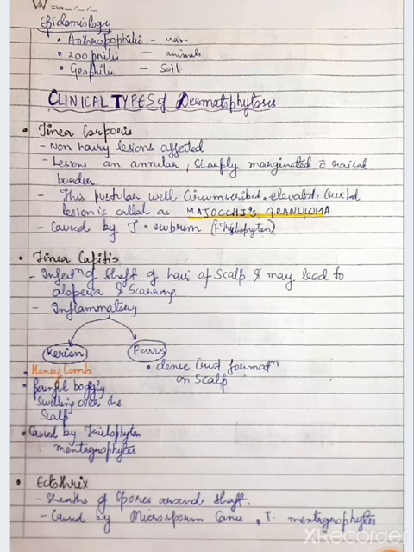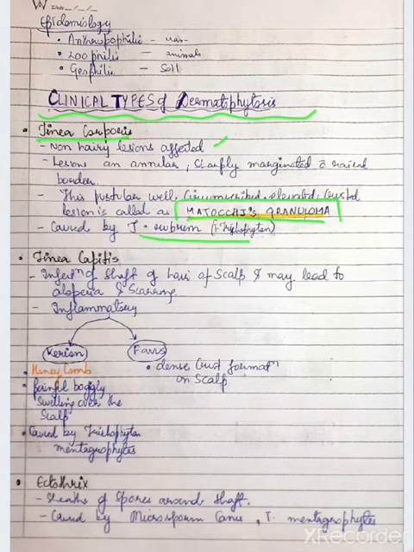Now, the epidemiology. Anthropophilic means man, anthro means man; zoophilic, animals; and geophilic, by the soil. Now, the clinical types of dermatophytosis are tinea corporis, meaning non-hairy lesions affected; lesions are annular, sharply marginated with a raised border. This pustular, well-circumscribed, elevated, crusted lesion is called Majocchi's granuloma, caused by Trichophyton rubrum.